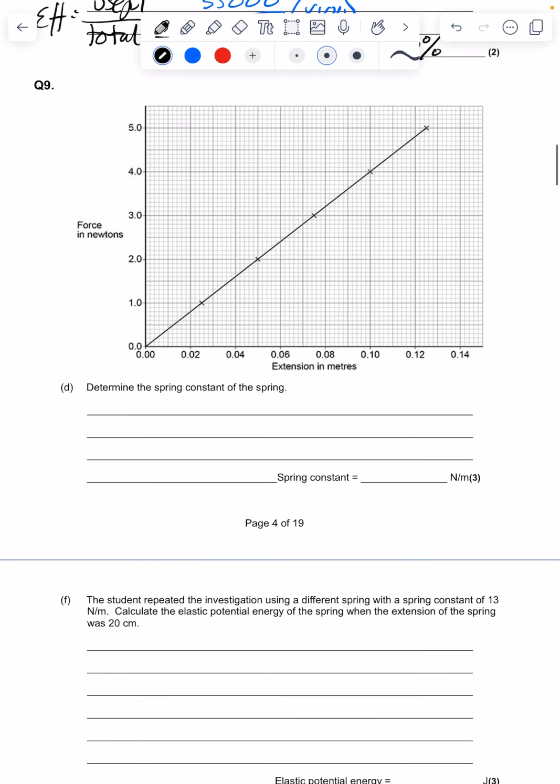And we've got here, determine the spring constant of the spring. So the calculation you want to use for this one is the force equals the spring constant times the extension. So what we want to do is find a nice little point on our graph where we can look at the force and we can look at the extension. So I'm going to choose here 4 newtons, and then this point here, it goes down, is going to be at 0.1. So they're the figures that I'm going to be using.